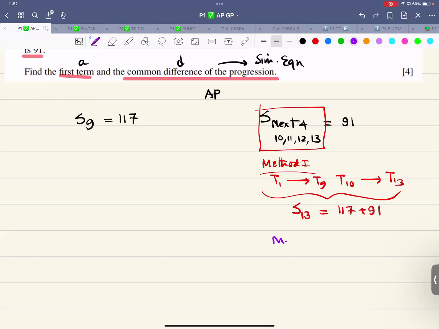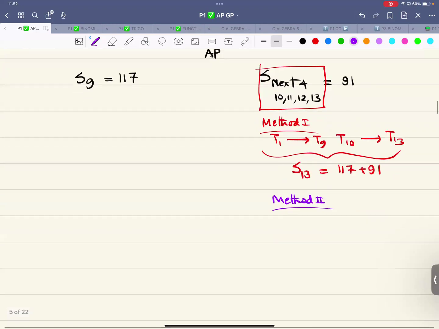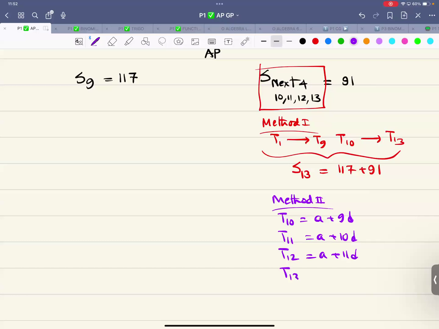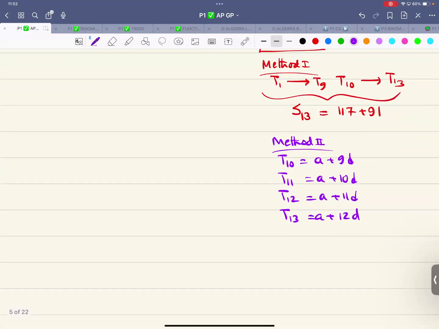Method 2 is to add up the terms individually. So you can say T10 is a plus 9d, T11 is a plus 10d, T12 is a plus 11d, T13 is a plus 12d. And if I add this, the sum of the next 4 comes out to be 4a. 9 plus 11 becomes 20, 10 plus 12 becomes 22, so 20 plus 22 is 42. So this is 42d, and this comes out to be 91. That is the second approach.